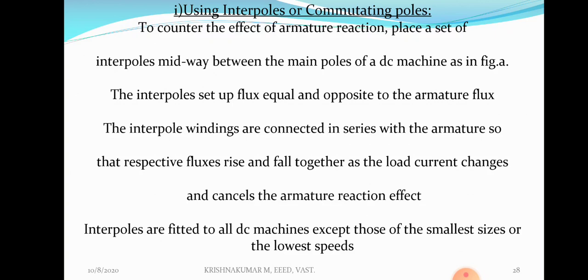I am repeating: interpoles are small poles fixed between the main poles. The interpole winding is connected in series with the armature, so the same armature current is flowing through the interpole winding. But the machine is designed in such a way that the flux produced by the interpole is opposite to the flux produced by the armature. The magnitude is the same, the direction is opposite, so the two fluxes cancel each other. Only the main flux phi1 is there. So this method is applicable only for low speed and small sized machines.